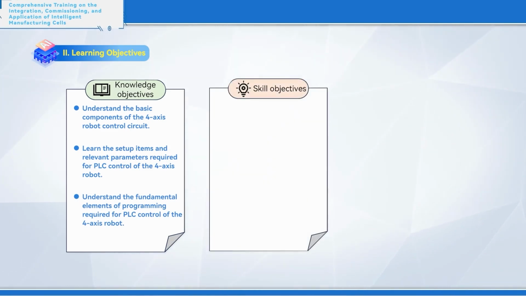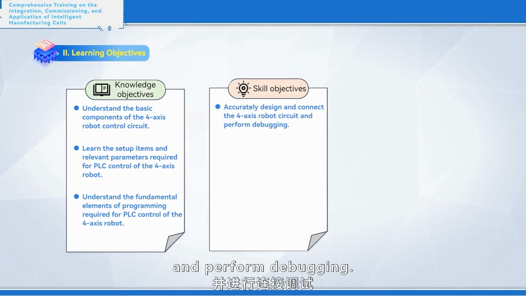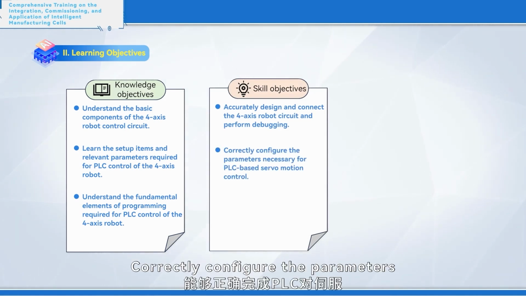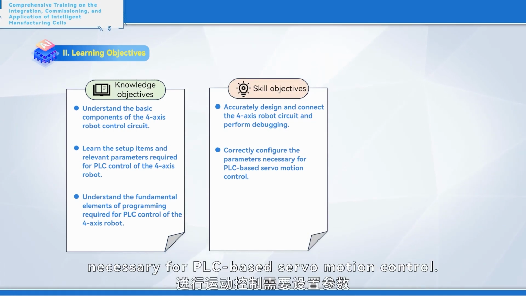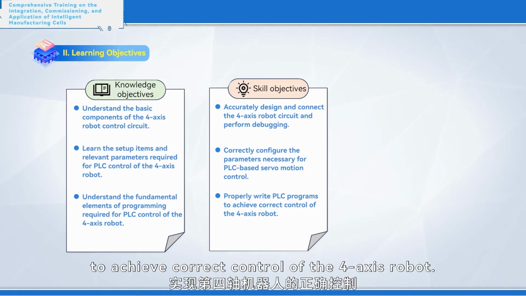Skill objectives. Accurately design and connect the 4-axis robot circuit and perform debugging. Correctly configure the parameters necessary for PLC-based servo motion control. Properly write PLC programs to achieve correct control of the 4-axis robot.